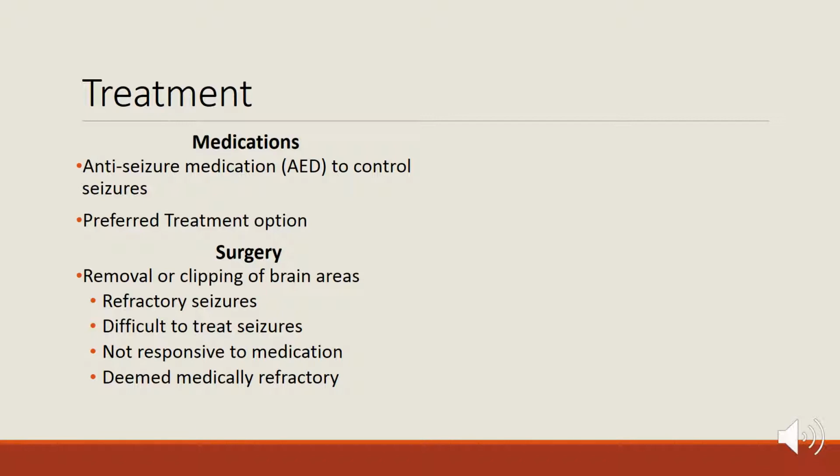What are treatments for seizure disorders? The most preferred treatment option is anti-seizure medication to control the seizures. This is because these types of medications avoid drug interactions and result in fewer physical and cognitive side effects. There's also surgery. The types of surgeries performed remove and clip brain areas. This is mainly used for individuals that have refractory seizures, difficult to treat seizures, or they don't respond to medication. Sometimes individuals can be deemed medically refractory.